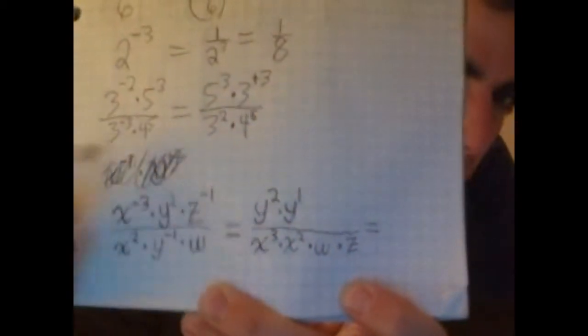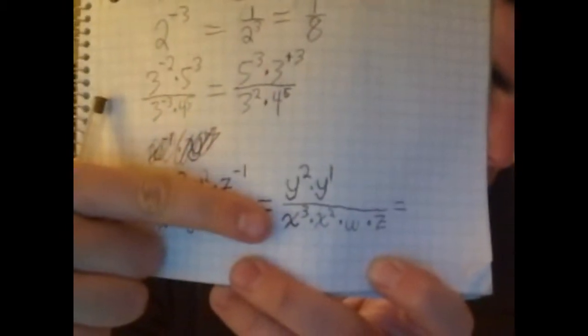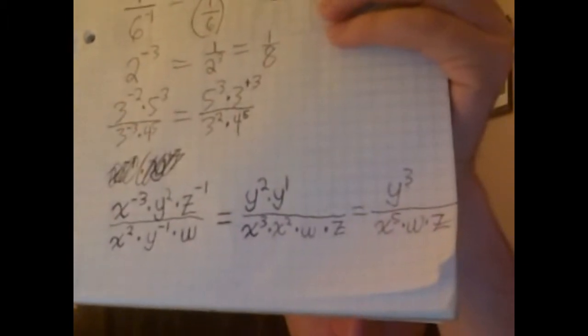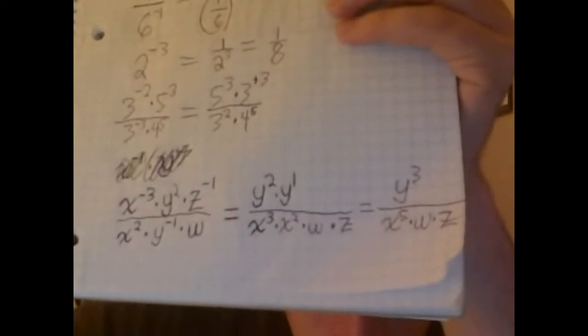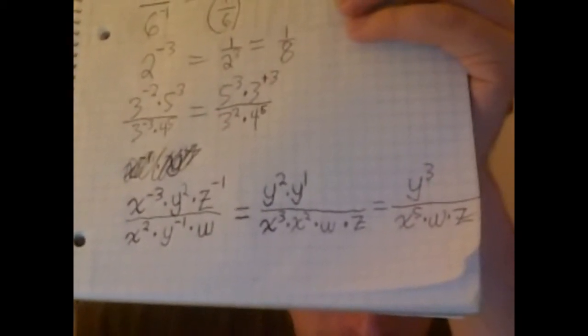Cool? Alright, so our next step is to apply Rule 3, our product of like bases rule, to this in order to simplify it. So we look for our like bases and we will combine them by adding our exponents. Our like bases are these two y's that are right next to each other and these two x's that are right next to each other. And it looks like this. Y cubed over x to the 5th wz. That's the answer because we can't simplify it any more than we already have.